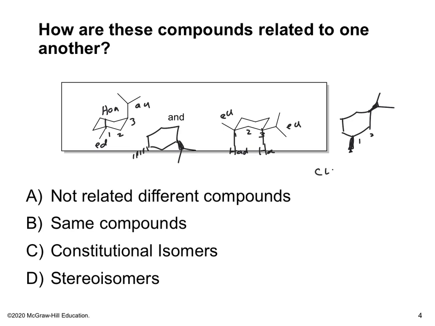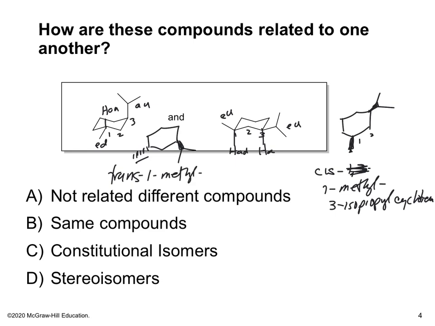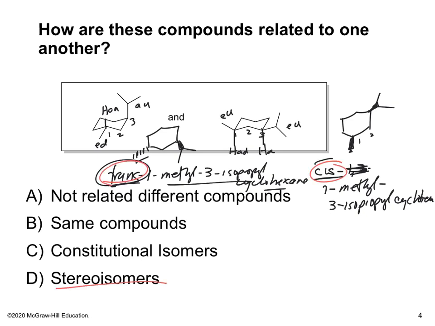So this is cis-1-methyl-3-isopropylcyclohexane, and then this would be trans-1-methyl-3-isopropylcyclohexane. And since they're the same everything, same molecular formula and same connectivity, the only thing that's different is the trans versus the cis, and these are stereoisomers.